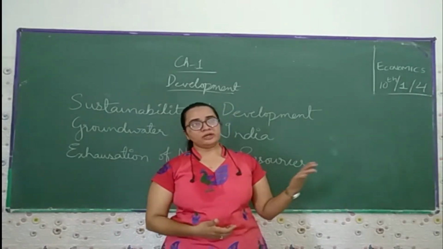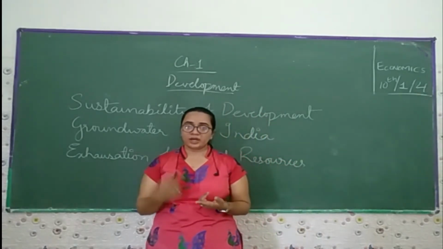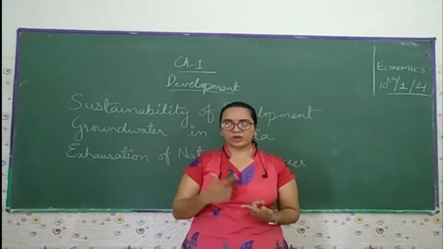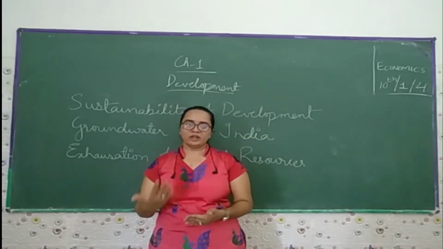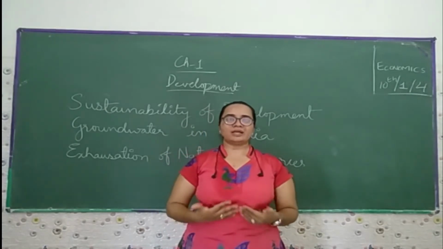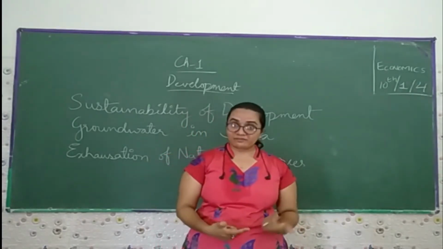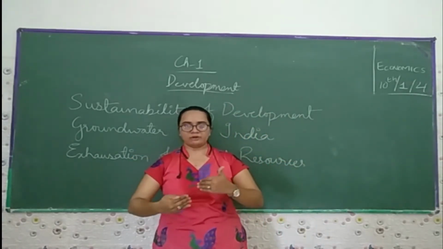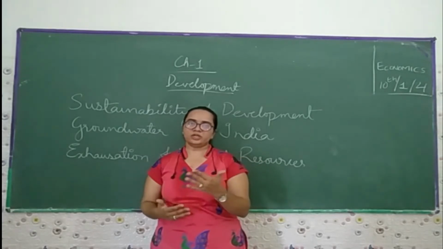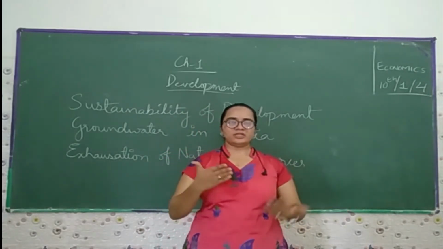Then we go further when we talk about three states: Haryana, Kerala, and Bihar. If we differentiate on the basis of the state, Haryana has the highest per capita income compared to Bihar. So we can say that Haryana is the more developed state. If we differentiate on the basis of the state, we can say that Haryana is more developed than Bihar.